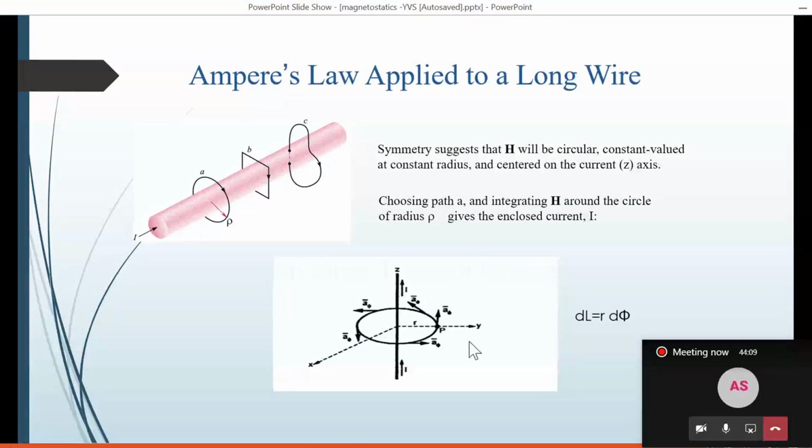H is equal to I upon 2 pi r into A phi cap. हे आपण इक्वेशन डिराइव्ह केले. आता हे इक्वेशन आपण अप्लाय करायचं आहे आणि वेदर HDL इज इक्वल टू I येते का नाही बघायचं आहे. म्हणजे आपण Ampere's law प्रूव्ह करायचा आहे.